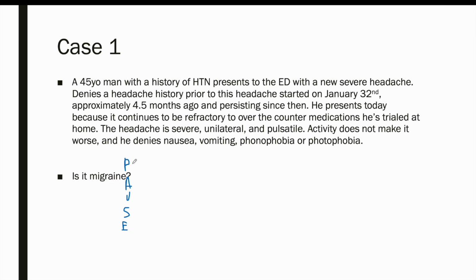it seems that he's describing it as severe, so we can check that off. He's describing it as unilateral, so we can also check that off. And he's describing it as pulsatile, so we can check that off. So if we think about having at least 2 of these 4, he has 3. So he meets that initial criteria. Activity does not make it worse, so he does not meet that criteria. He denies nausea, vomiting, sensitivity to noise, and light. So he does not meet criteria for these last 2.